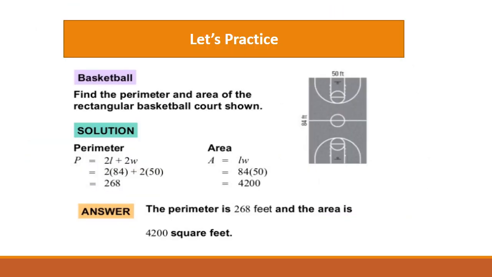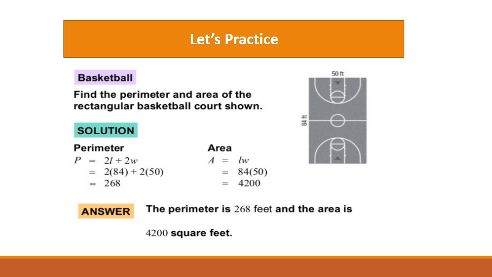One more example, the basketball example. Find the perimeter and area of the rectangular basketball court shown. At the right side, you can see the basketball court. Who can tell me what is the shape of this court? It's rectangle, good. Who can tell me what is the length for this court? Excellent, the length is 84. Now what is the width? 50. Excellent, so I know I have rectangle. The length of this rectangle 84 feet, the width is 50 feet.